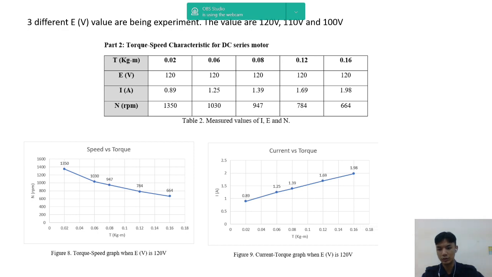Okay, as we can see from the speed torque graph, when EV is 120 volt, the speed decreases when torque increases. And for the current torque graph, you can see that the current increases when torque increases.